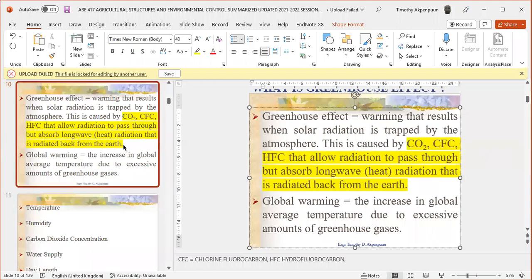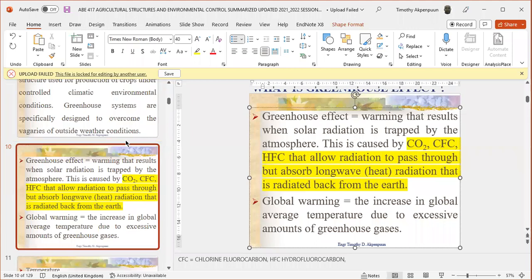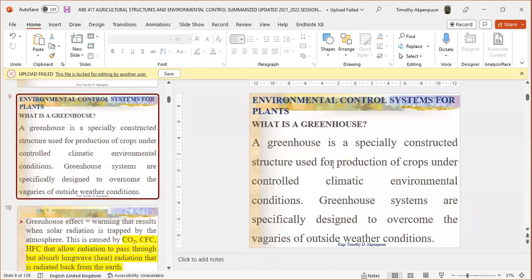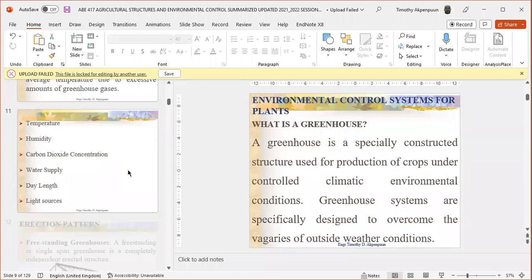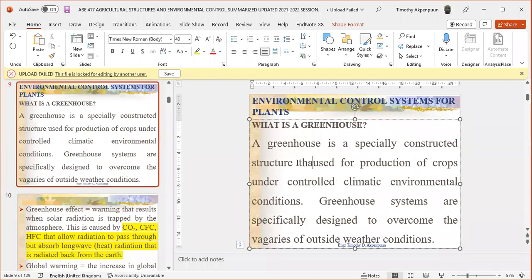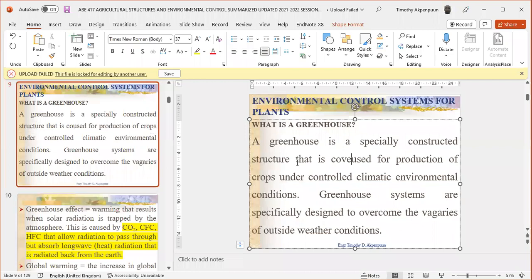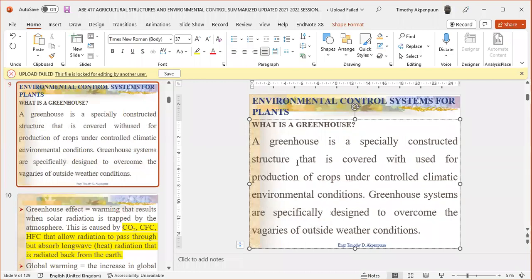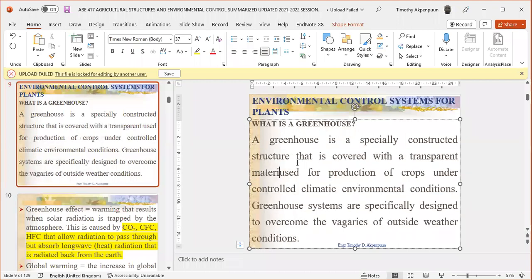Look at that. Yes. So when you come back to the greenhouse, it says what? A greenhouse is a specialized structure used for crop production under controlled climatic environment. Greenhouse systems are designed to overcome this. And then there's something that is missing here. Okay, let me add this. It's a specialized structure that is covered with a transparent material.